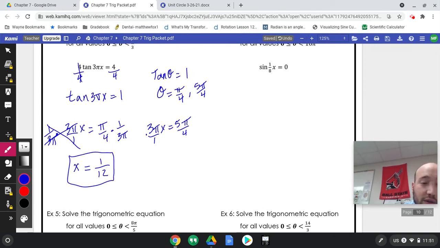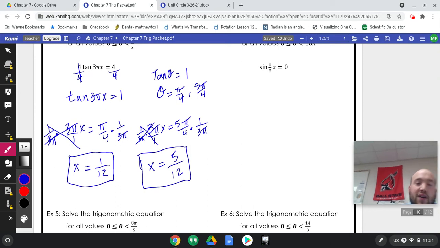On the second one, once again, 1 over 3 pi. Cancel, cancel. Times 1 over 3 pi. This time, instead of 1 over 12, we will get 5 over 12. The pi's cancel again, but we have a 5 still on top.